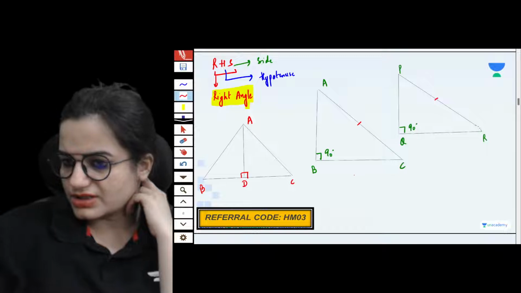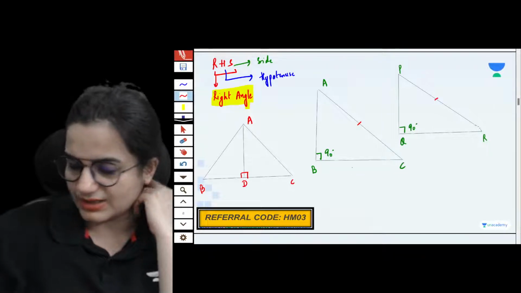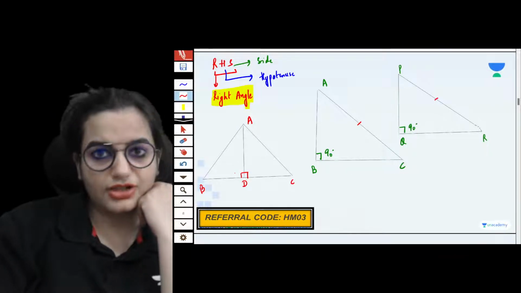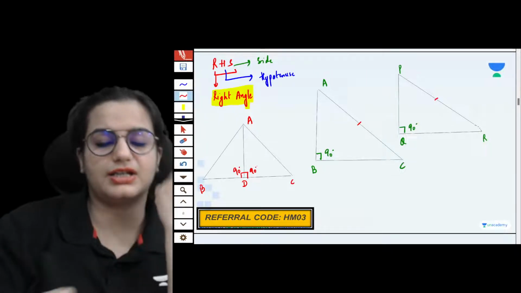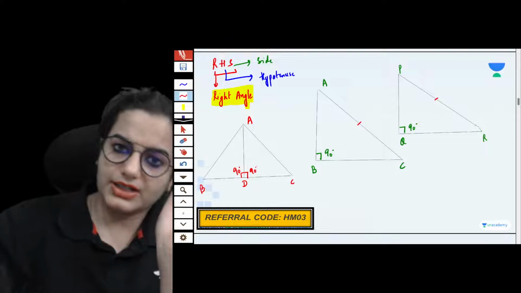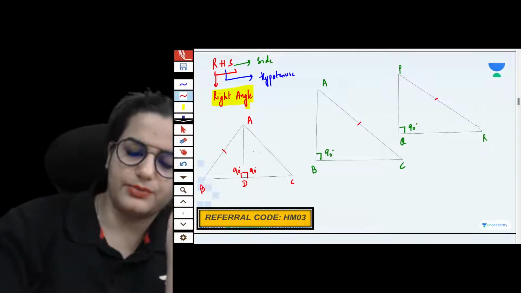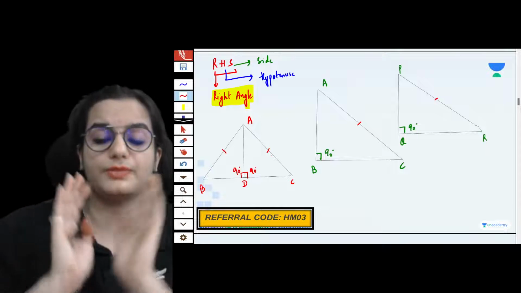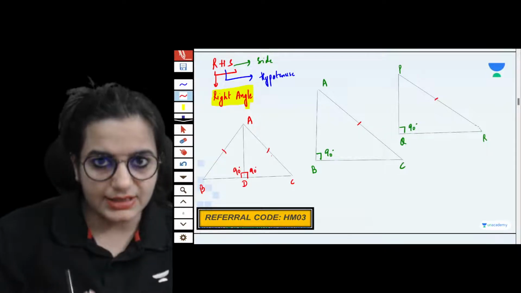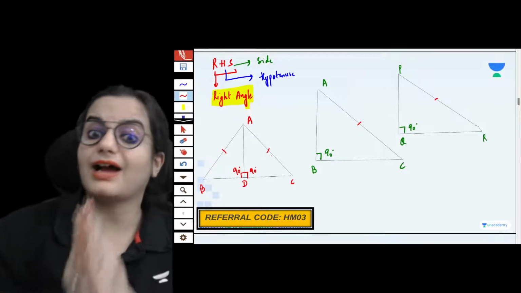So it means if this is your 90 degree and you need to prove these two triangles are congruent, then this is your right-angled triangle, so definitely we should observe that this is 90 degree and the side opposite to it is the hypotenuse.